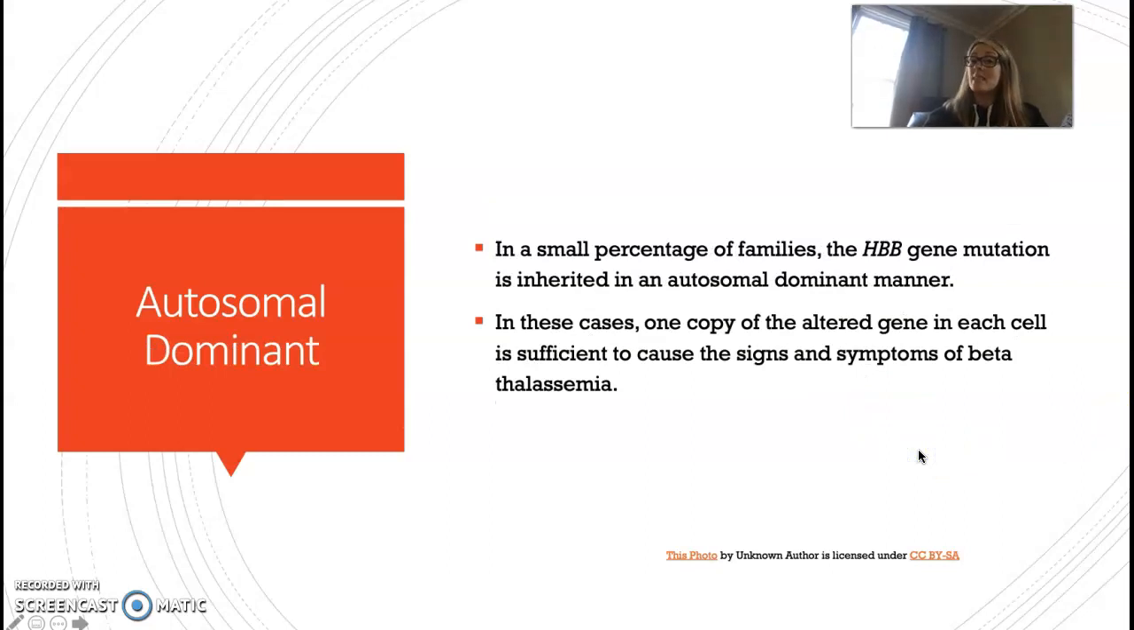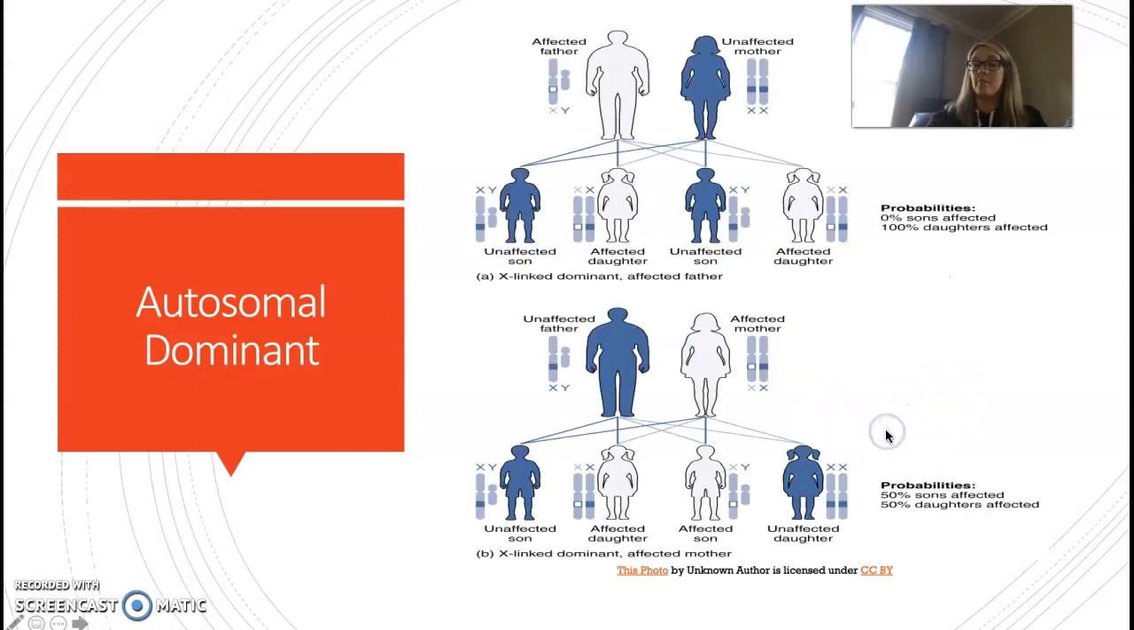So, like I said, there's that small percent of families that have the gene mutation in a dominant manner. In this case, 1 copy of the altered gene in each cell is sufficient to cause signs and symptoms of beta thalassemia. Here I've got a couple examples. If mom is not affected but dad is fully affected, it's a 100% chance both daughters are getting this no matter what, but neither son is going to get it. Another example I have down here is an unaffected father with an affected mother, which means it's a 50% chance sons will get it, and a 50% chance daughters will be affected.